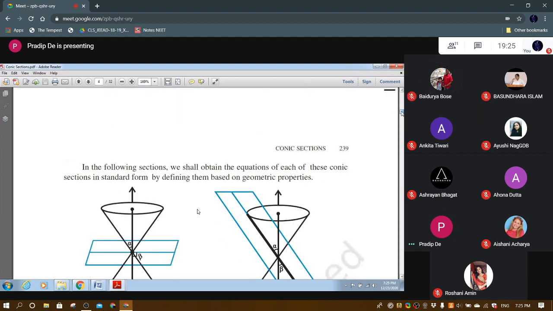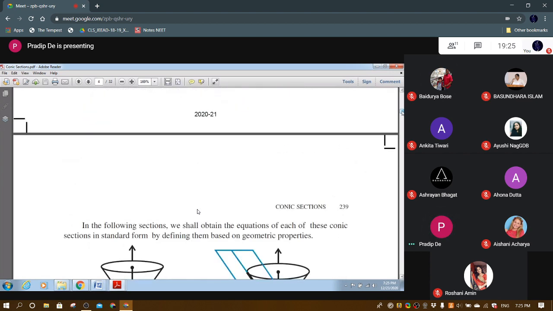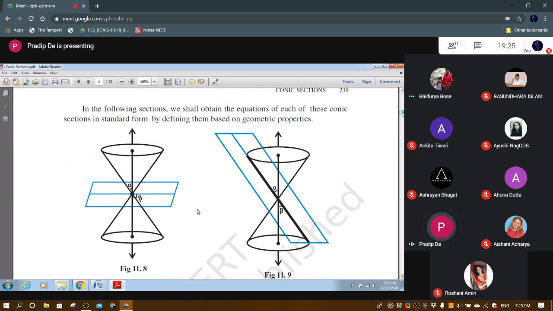Yes, sir. So these are the degenerate cases, diagrams. Very nicely drawn. So can I show the diagrams once? Yes, these diagrams, right? Yes, sir.